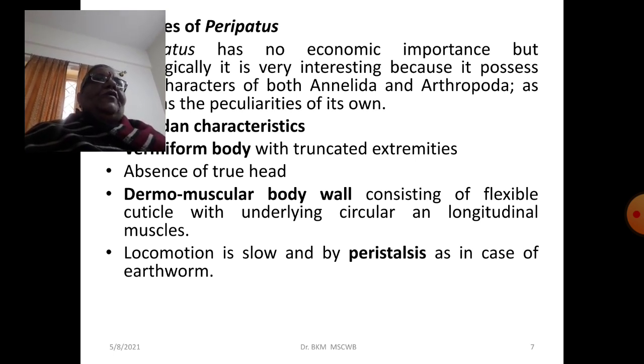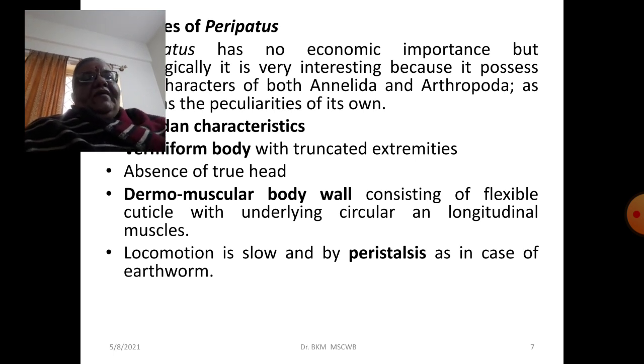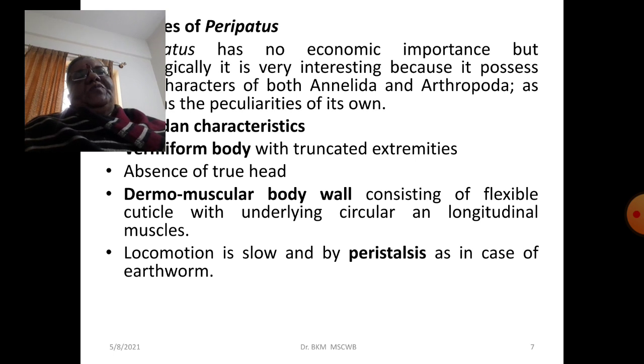Since the locomotion is slow, some of the zoologists kept this under the phylum Mollusca earlier. They were treated as slugs. Locomotion happens by peristalsis. By now you must know what peristalsis is: alternate contraction and relaxation of the body, right? So, by peristalsis in the case of earthworm. One more beautiful example of peristaltic movement is the movement of food in your esophagus. That's exactly what I meant by peristalsis.